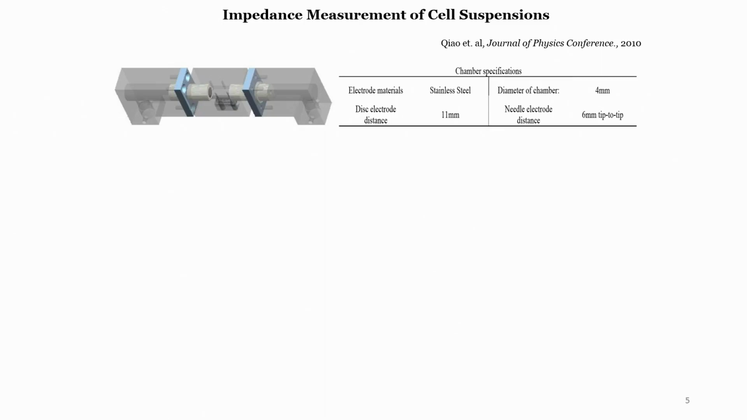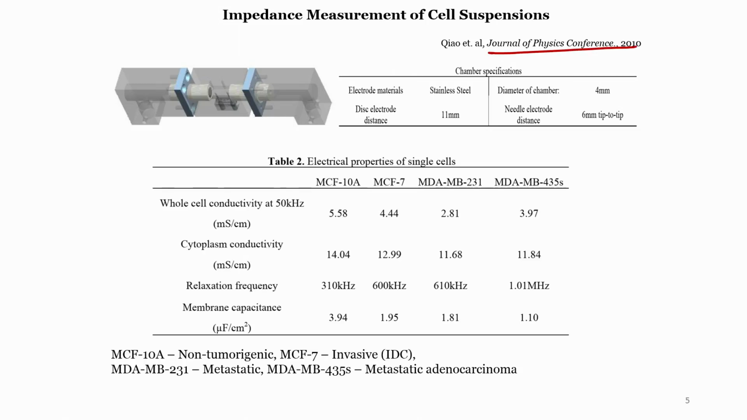People have done this, and there are different conference publications. This is from one such publication, where they have made a setup which can actually pass single cells, and they have tried to measure the specific properties of single cells from different cell lines. These are cell lines: MCF7, MCF10A, MDMB, all these are cell lines.